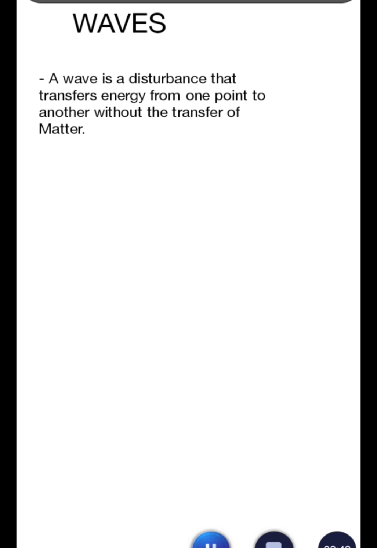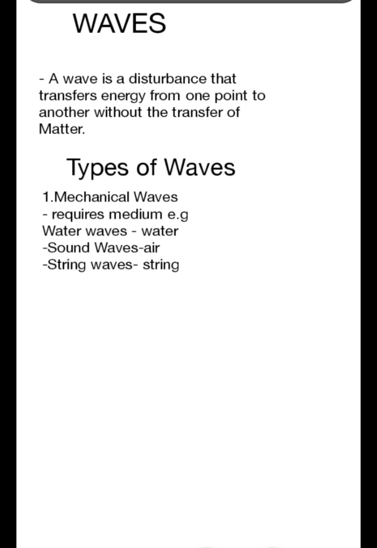And we have two types of waves. The first one is mechanical waves. Mechanical waves require a medium. For example, sound waves require air, water waves require water, and string waves require a string. So those are the types of mechanical waves. They require a medium for them to occur. For example, string waves, for them to occur, they need a string.